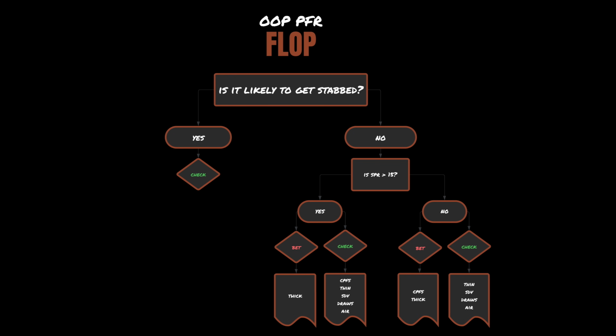So you see here, once again, the big picture question we ask on the flop is, is it likely to get stabbed? And if yes, we are just going to check our range. And if no, we ask, is the SPR greater than 15? And if yes, we're going to just be betting our thick value and checking everything else. And if the SPR is low, if we are more shallow with our opponents, then we're just going to be betting our can play for stacks and our thick value and checking everything else. So this is how I think about flops and decide when to check and when to bet.